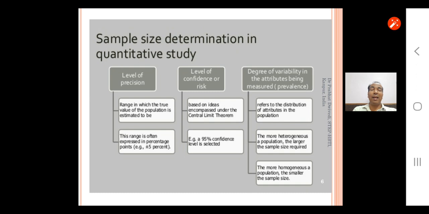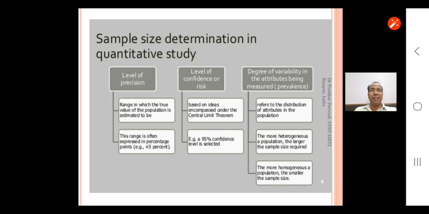That is the precision: 95% accuracy, then how much permissible error is there? 5%. 90% precision means how much permissible error? 10%. So this is the one factor which determines the sample size, that is level of precision. Another is level of confidence or risk. With how much confidence one can say the result will lie in which range. That is known as confidence interval.